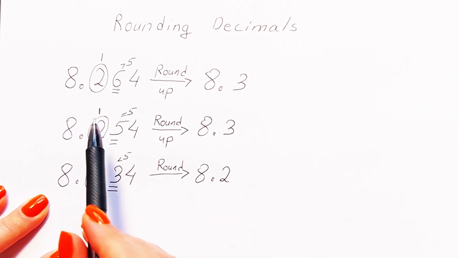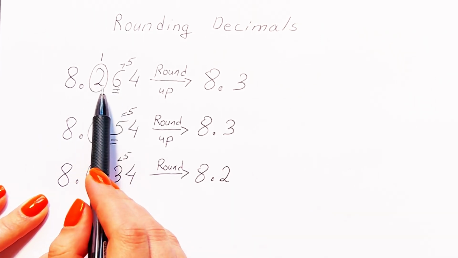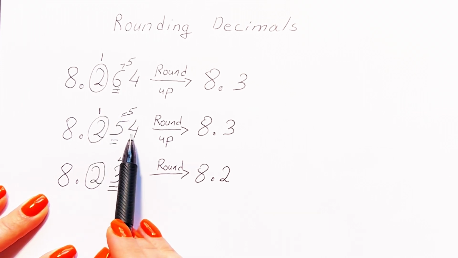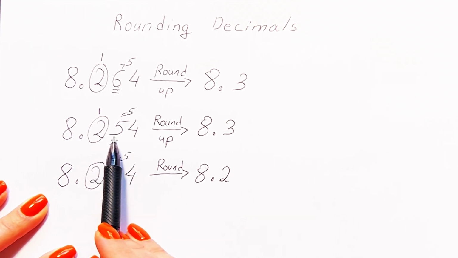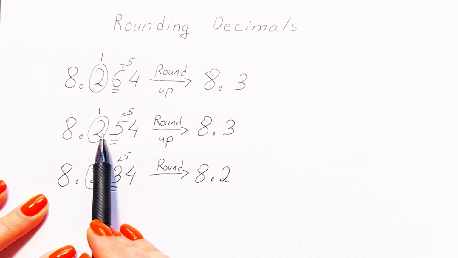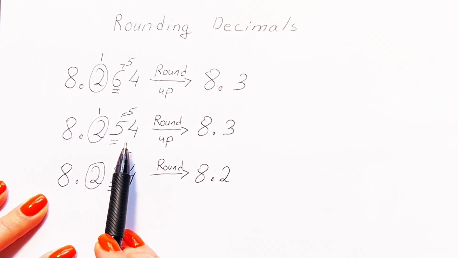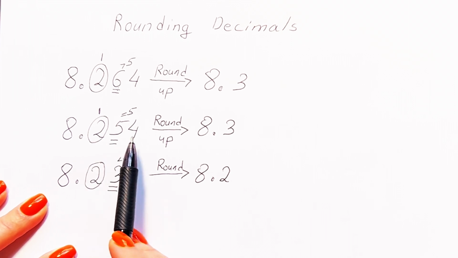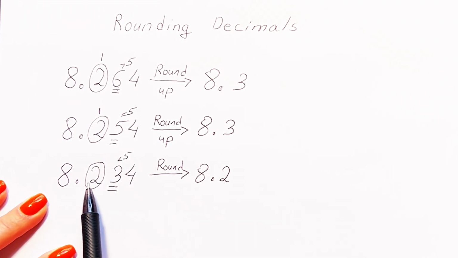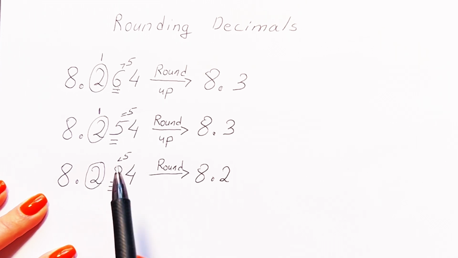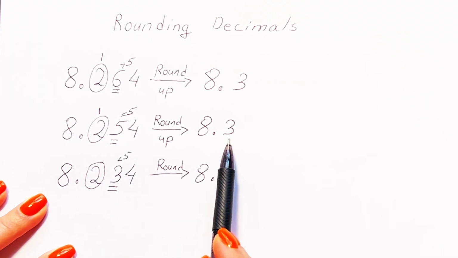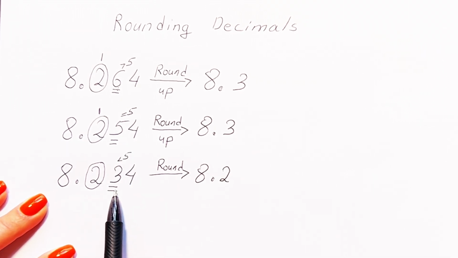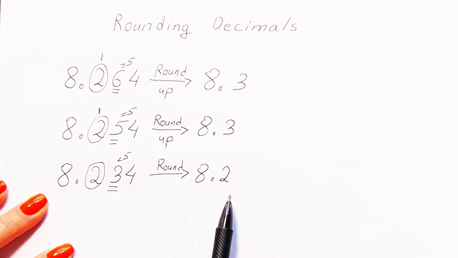Okay, so it's obvious. 26 is close to 30, not 20. 25 is close to 30. When we are rounding the whole numbers, 25, we are putting 30, yes? Okay, 23 is close to 20. So, greater than and equal to 5, the next digit, we are rounding it up. Less than 5, we are just rounding it.